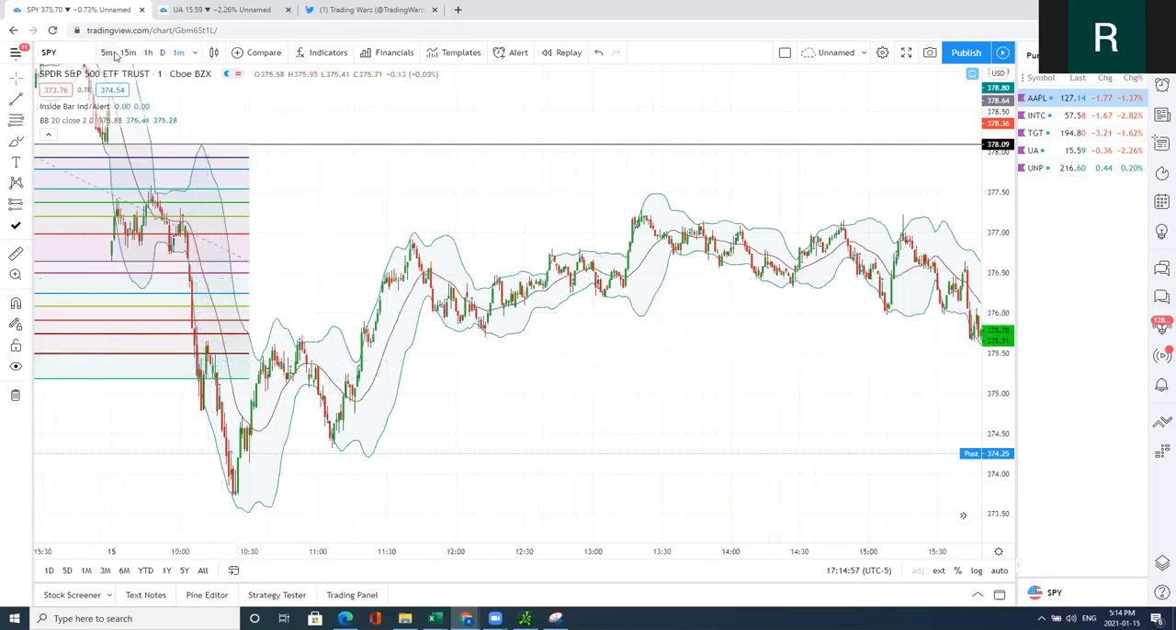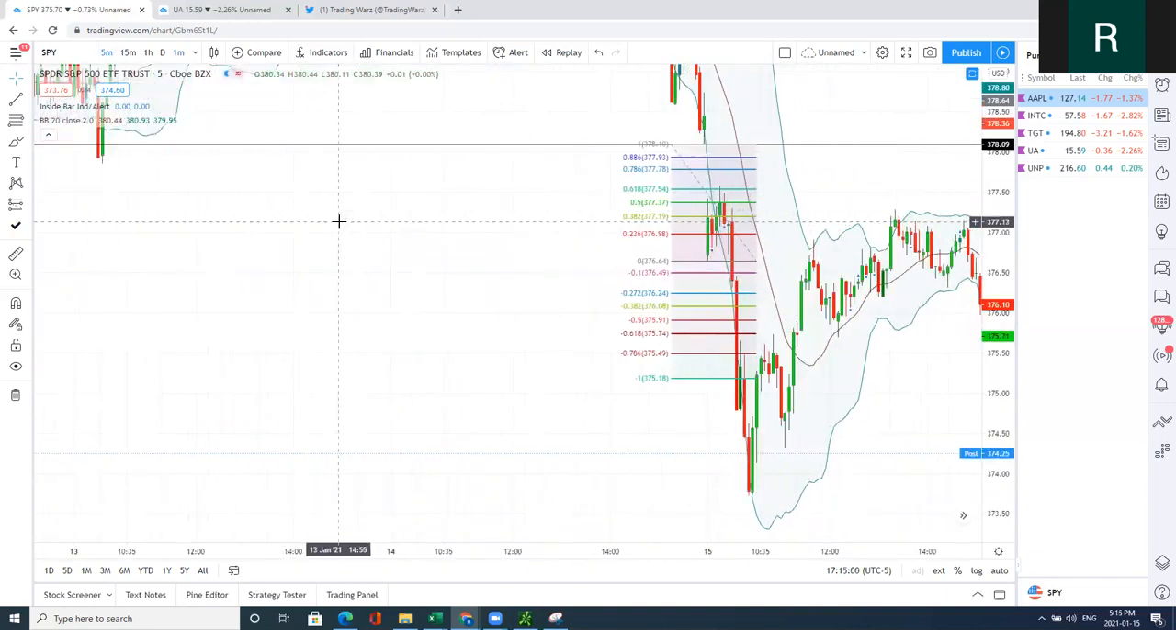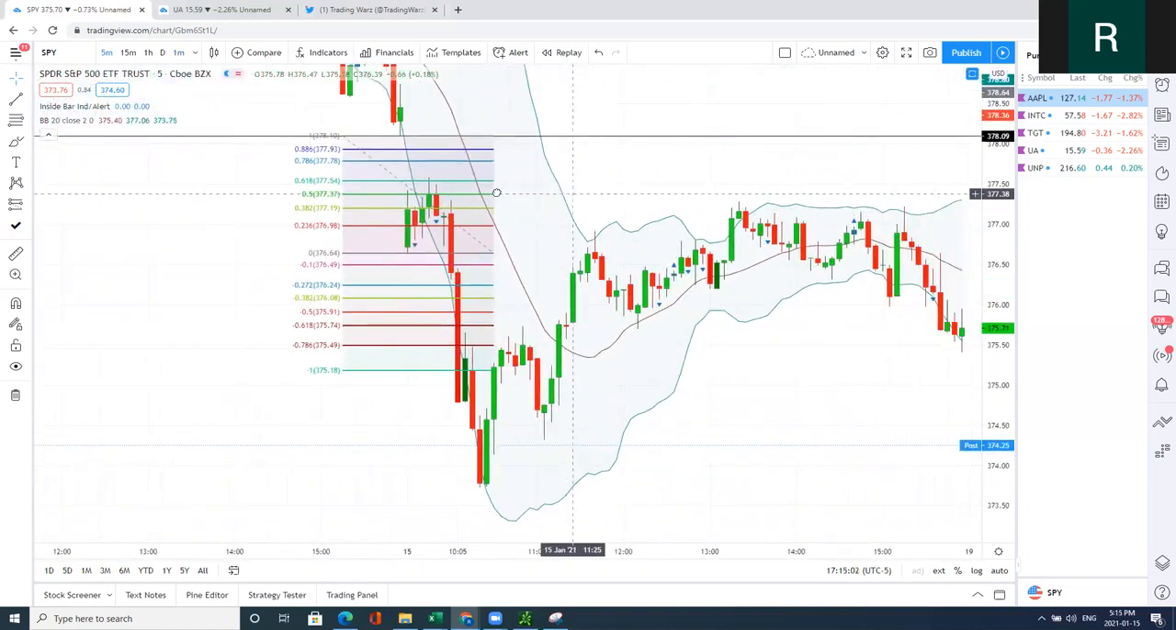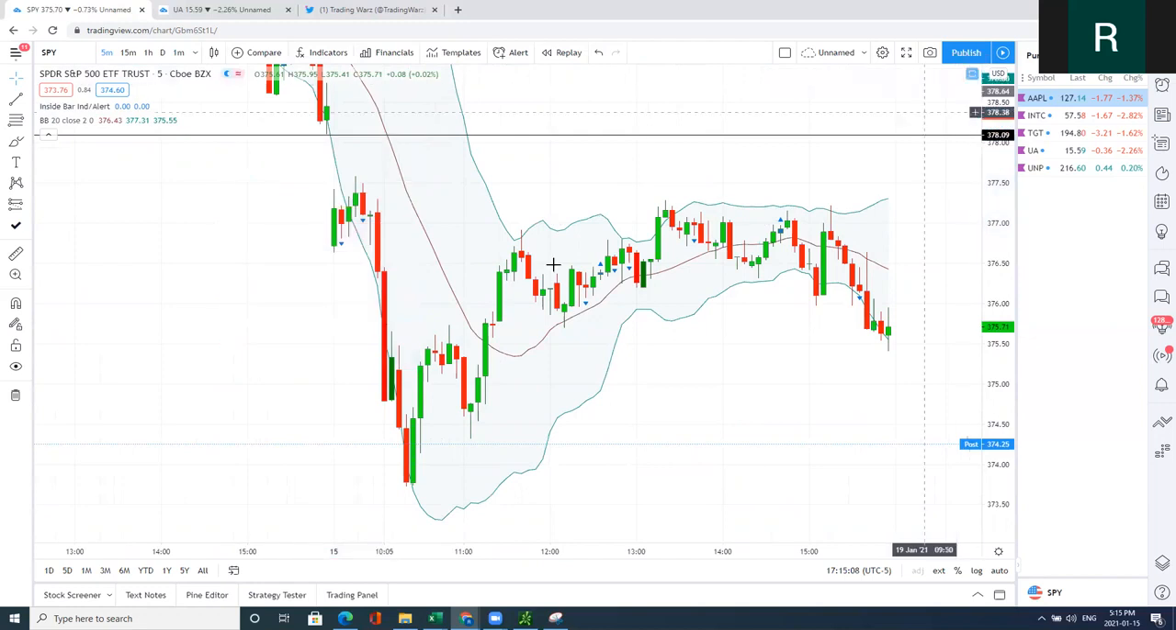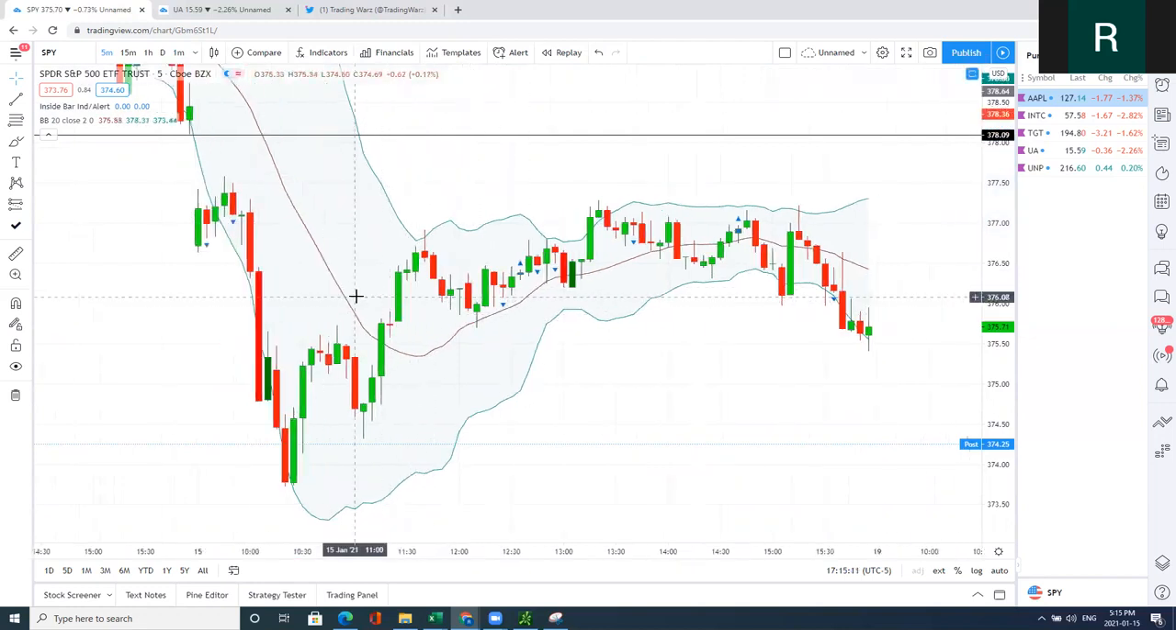So I didn't get the very, very bottom, but as long as I'm making more than double my losers, I'm going to make money in the long run. So I don't really care about getting the exact low. You'll never do that. You'll always leave some on the table. Okay. So then from here, what are the next setups that we had?